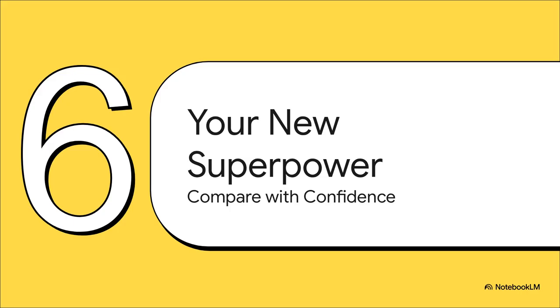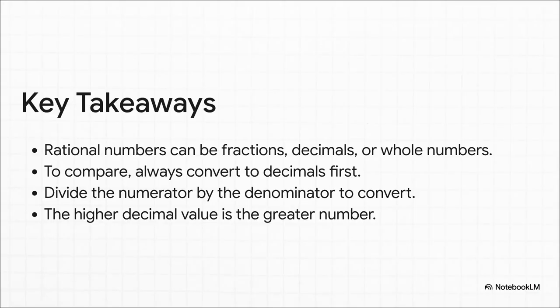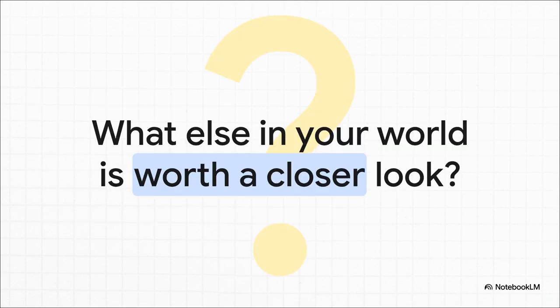You now have a foolproof way to compare a whole bunch of different numbers, and you can do it with confidence. So let's just recap the big takeaways here. Rational numbers can look different, fractions, decimals, you name it. But the secret to comparing them is to always convert them to decimals first. And you do that by dividing the top number by the bottom number. Once they're all decimals, the rule is easy. The higher the decimal, the bigger the number. So now you have this amazing tool to look past the surface and find the real value of any number.